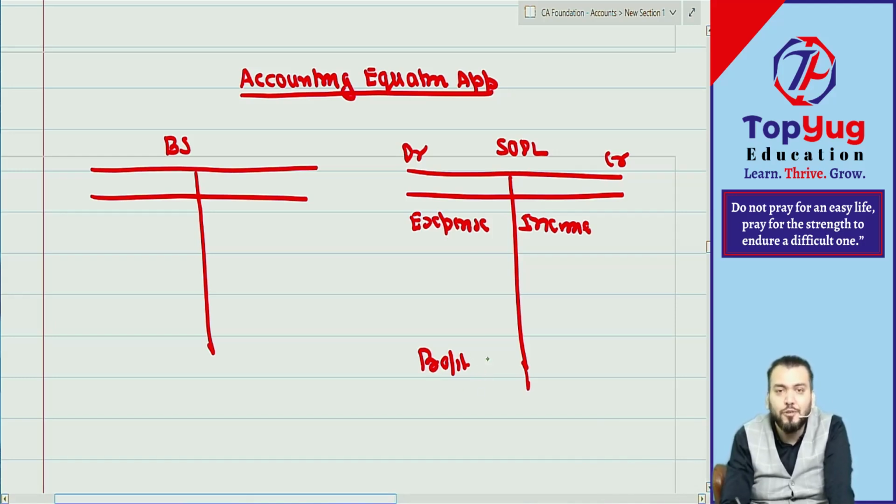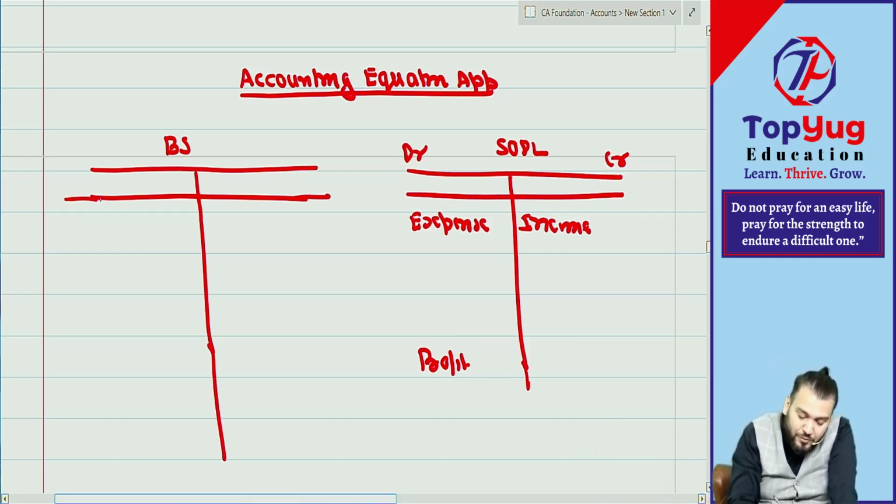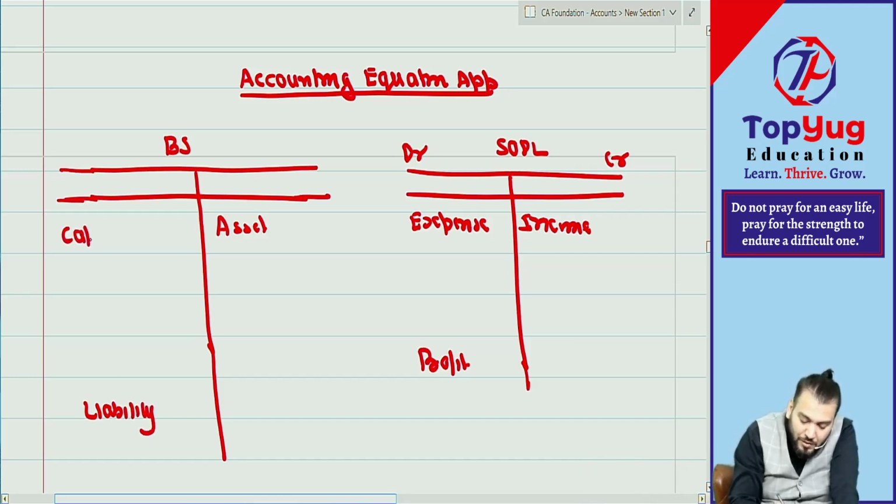My question to you: this profit belongs to whom? This profit belongs to what? Business, and business is earning this profit for whom? Owner. Understood? So this profit should be transferred to whom? Owner only. Correct? It means in the balance sheet we write on what? Asset, we write on liability, and we write on capital. Are you able to understand?